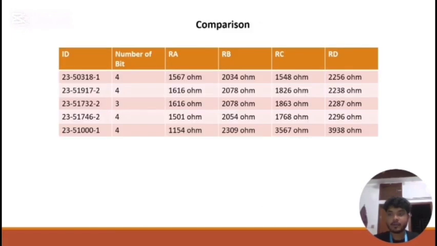Here's the next slide, the comparison. Comparison by ID numbers of our group. Here are the number of bits. First of all, there are 4 bits. Then the second is 4, the third is 3, and the fourth and fifth are also 4. And there is the comparison of RA, RB, RC, and RD.